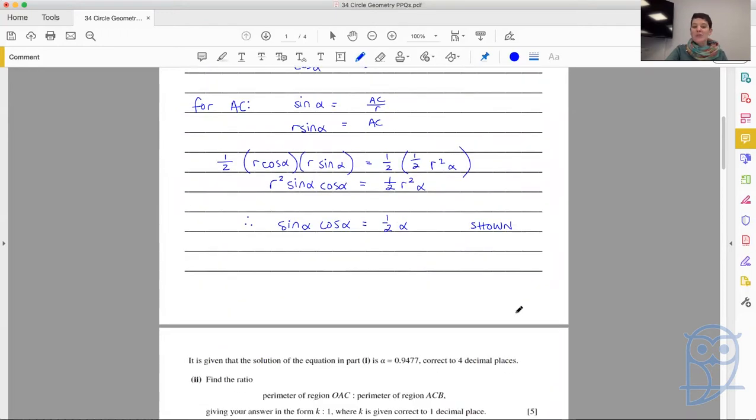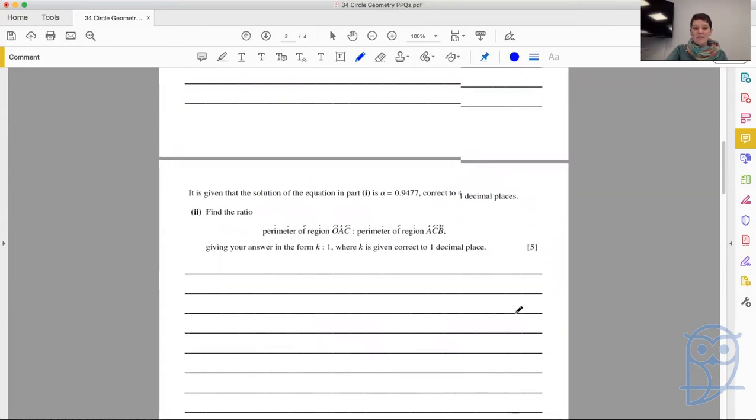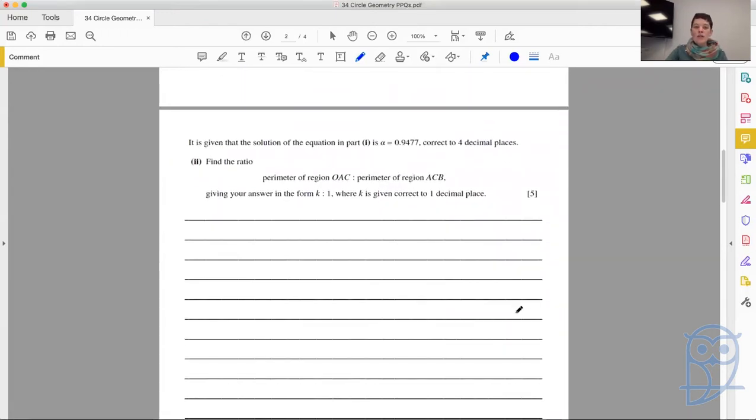There is a part 2 for this question. It is given that the solution of the equation in part 1 is alpha equals 0.9477, correct to 4 decimal places. So now we've got the value of alpha. Find the ratio perimeter of region OAC to perimeter of region ACB, giving your answer in the form k is to 1, where k is given correct to 1 decimal place.